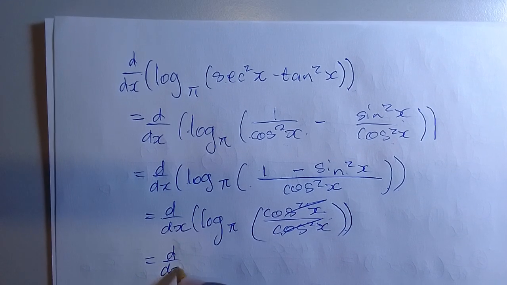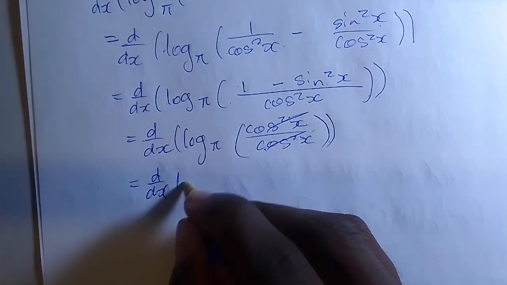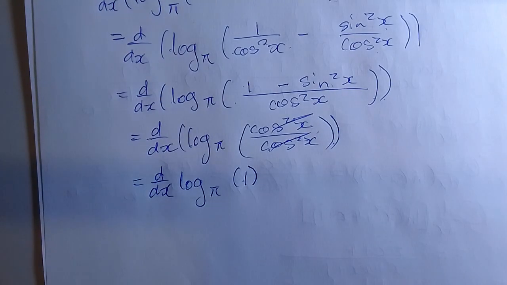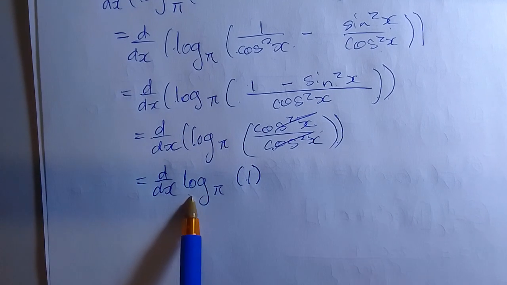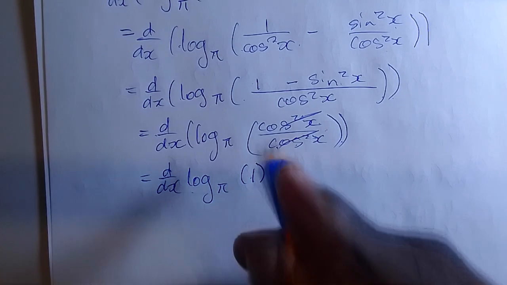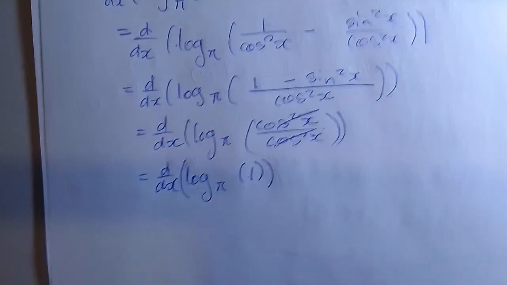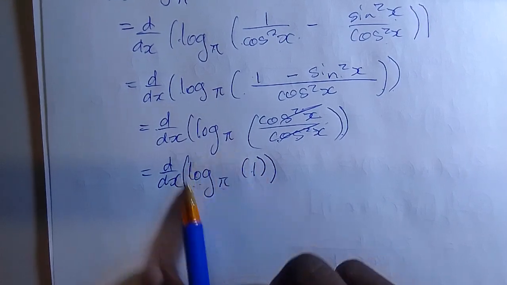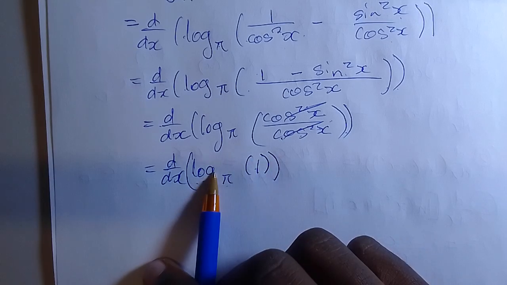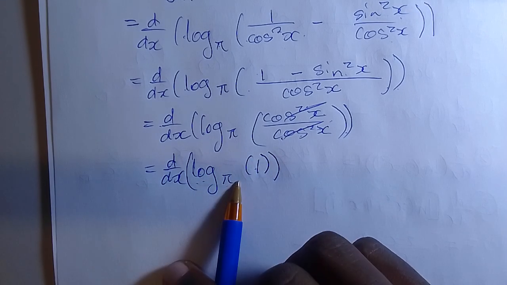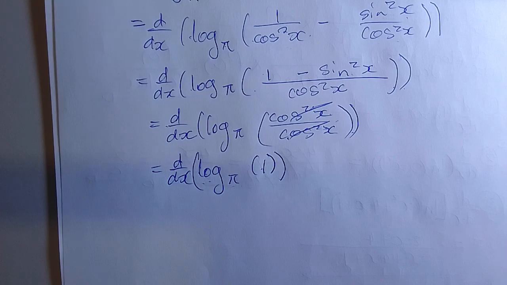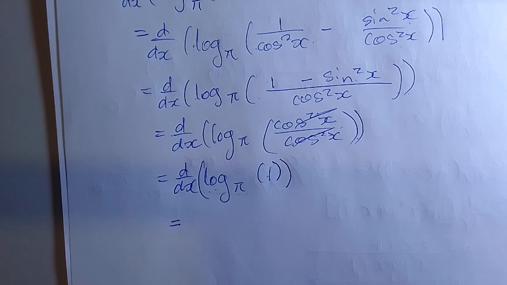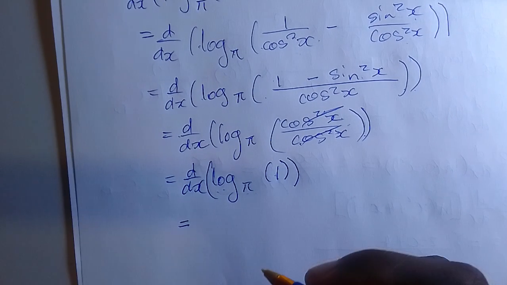Now we have d/dx of log base pi of 1. And now this is a constant. Log base pi of 1 is a constant, because pi is a number, 1 is a number, nothing is changing in this thing, and therefore this is a constant. Derivative of any constant is 0. But if you want to try it, or you don't understand that it's a constant, you can try to use the same rules to get the same answer.